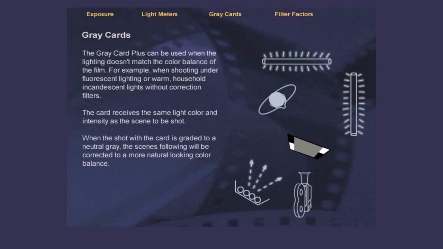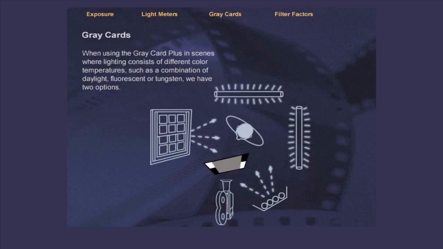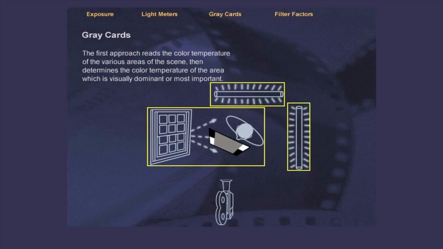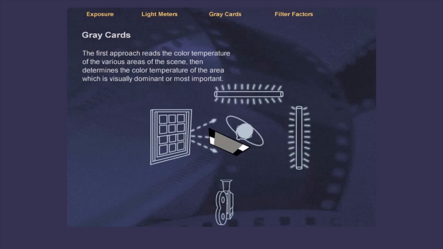When using the Gray Card Plus in scenes where lighting consists of different color temperatures, such as a combination of daylight, fluorescent, or tungsten, we have two options. The first approach reads the color temperature of the various areas of the scene, then determines the color temperature of the area which is visually dominant or most important. The card is then shot in this area to provide a reference for the color correction needed in the transfer or print.